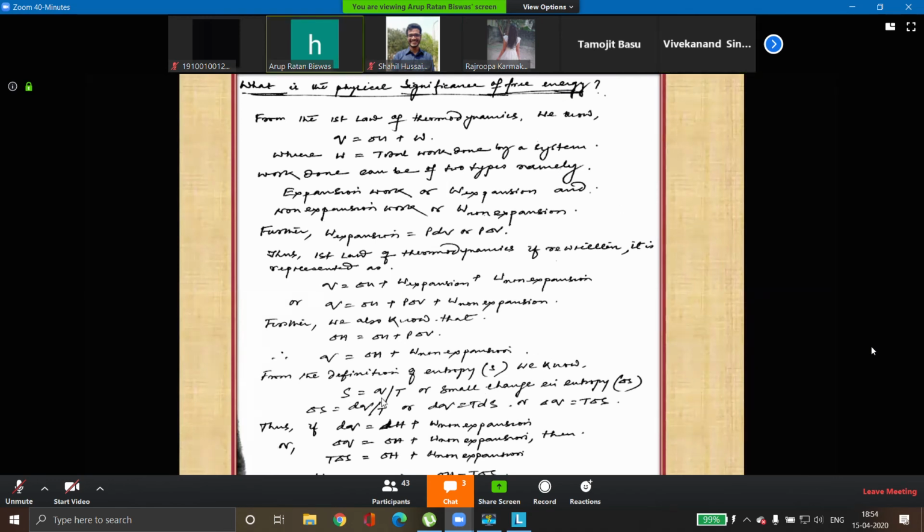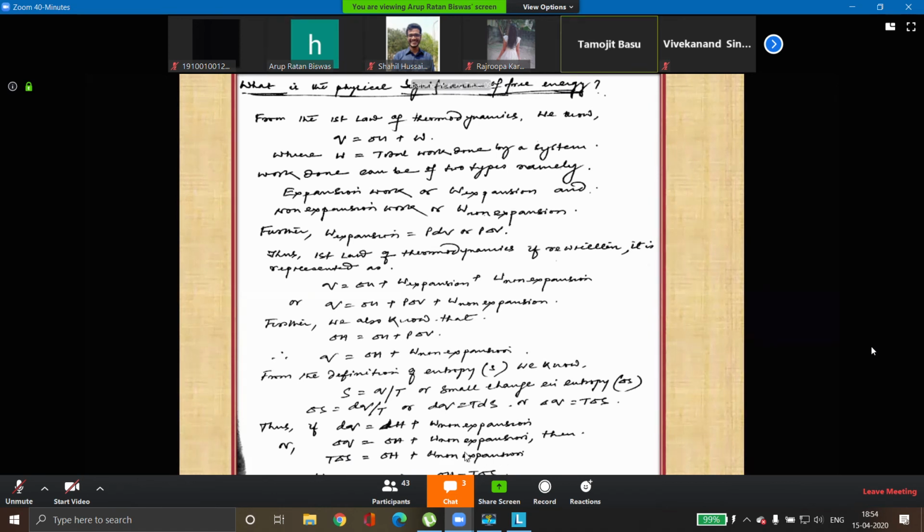So S equals Q by T. Now, if dq equals dh plus W non-expansion, instead of writing dq I can also write delta q. Delta q equals delta H plus W non-expansion. Instead of writing delta q, I can write T into small change. Okay, the meeting will end in another 10 minutes, so I have to hurry up. So T delta S equals delta H plus W non-expansion.